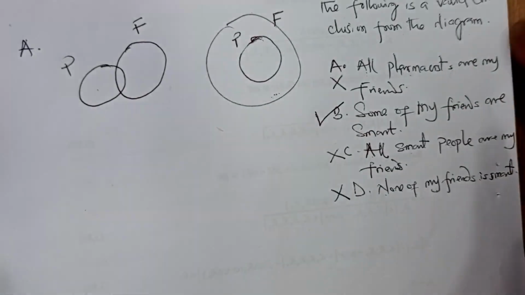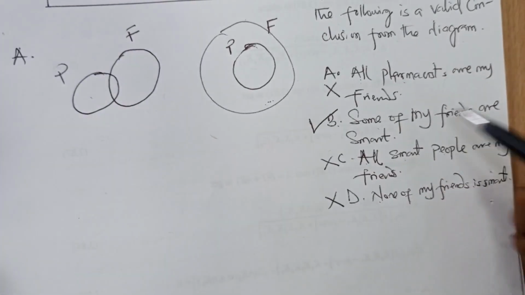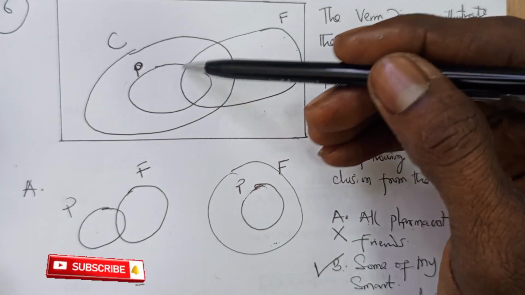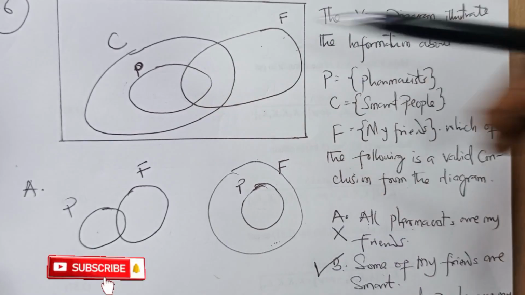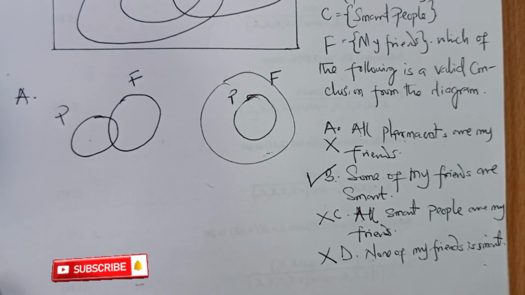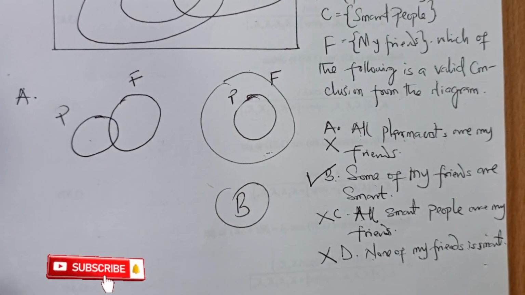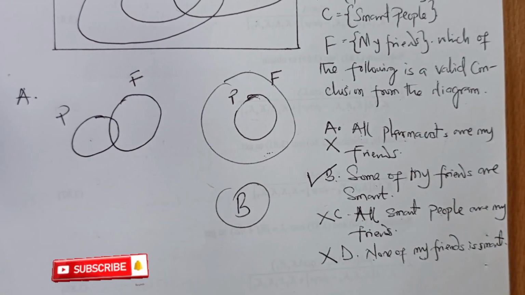So the answer to this question is B, which is some of my friends are smart. There are some of the friends here who are smart. So the answer to this question is option B. All right, thank you. Let's go to the next question.